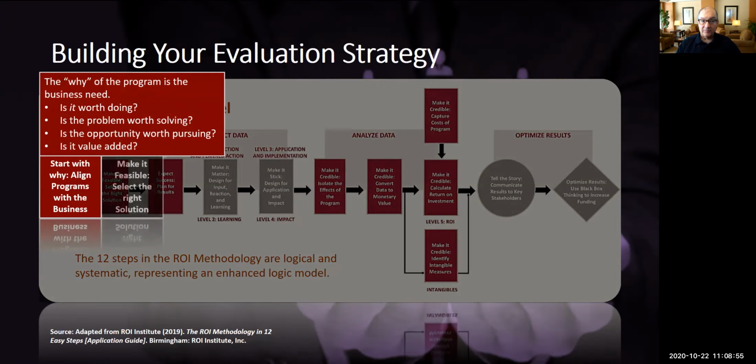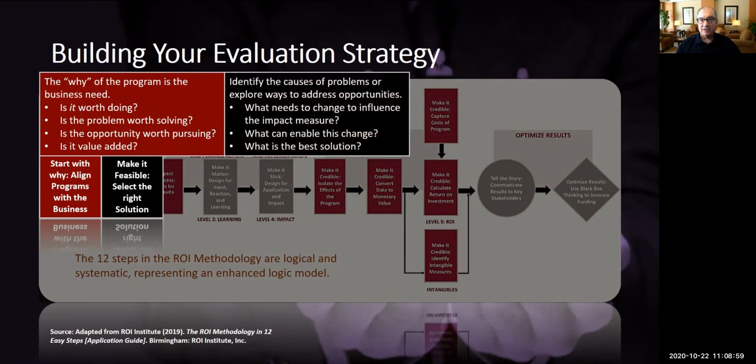Make it feasible, select the right solution. What does that mean? Identify the causes of the problems or explore ways to address the opportunities. What needs to change to influence impact? What can enable this change? And what is the best solution? And I'll say in your summaries, you did a good job of all of that. Very well in tune. Good business cases for your projects.